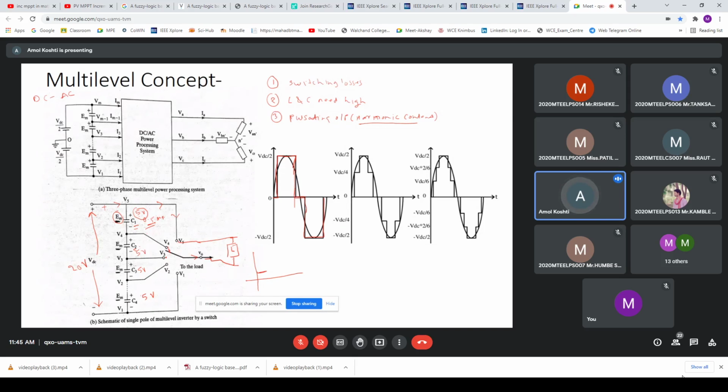So current will flow from this V5 point. It will flow through the load and come to this V3 point. It means now I have taken the 10 volt across the capacitor. So now from 5 volts to 10 volt output is produced from this point.